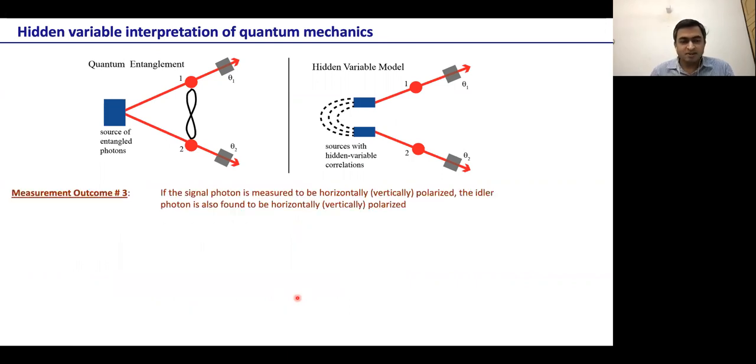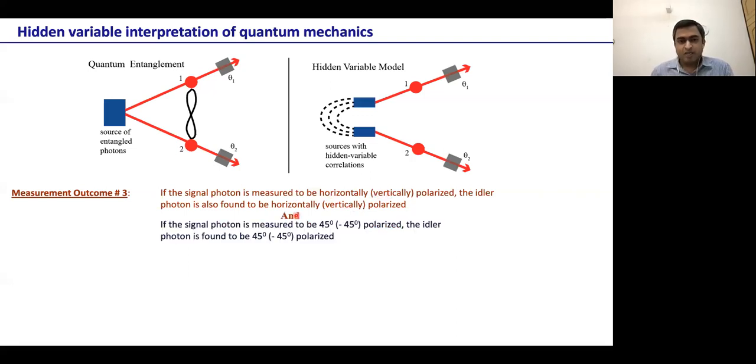Third measurement. In this, if the signal photon is measured to be horizontally polarized, idler is horizontally polarized. If signal is vertically polarized, idler is vertically polarized. At the same time, if the signal is measured to be 45 degree polarized, idler is 45 degree polarized. And if the signal is measured to be minus 45 degree polarized, idler is minus 45 degree polarized. So it's correlation not only in a horizontal-vertical basis, but also in the 45 minus 45 basis. Can quantum theory explain such a measurement outcome? The answer is yes. If I take a wave function like this, HH plus VV.